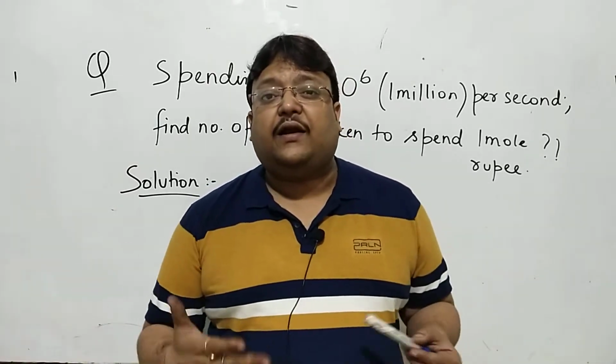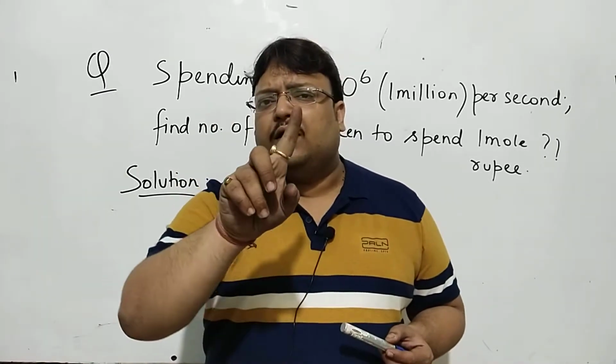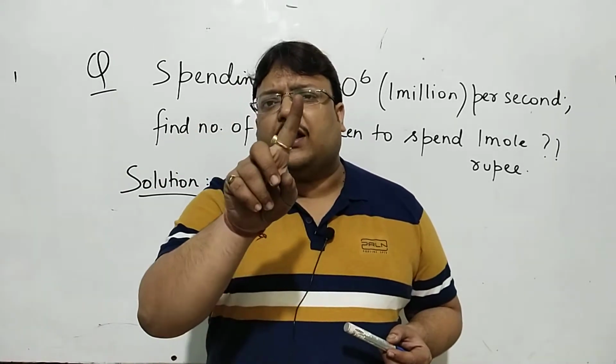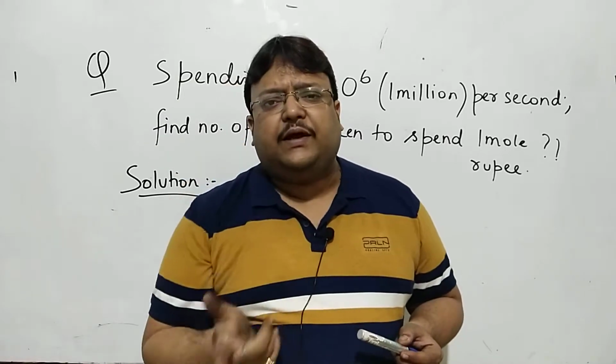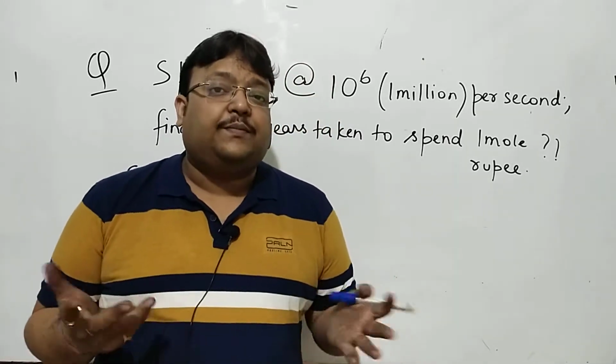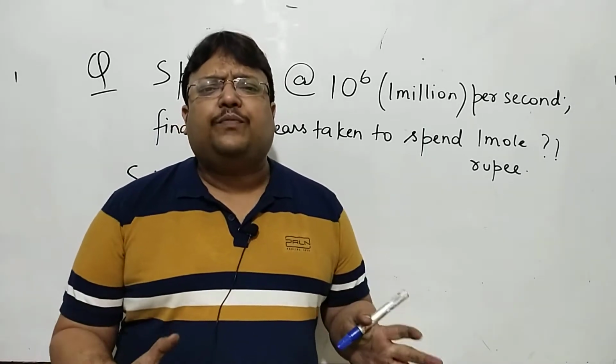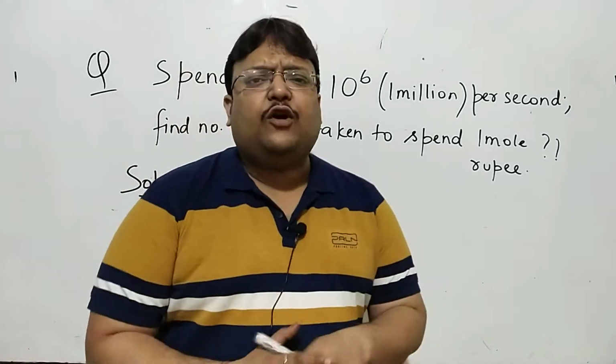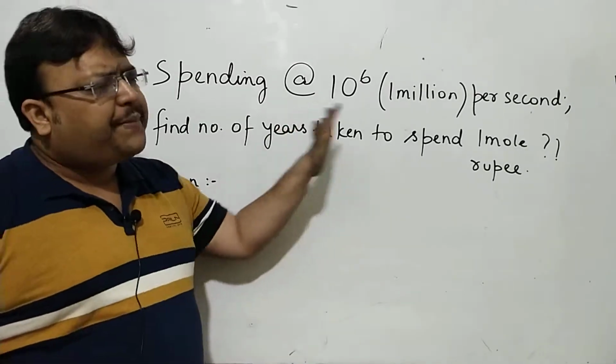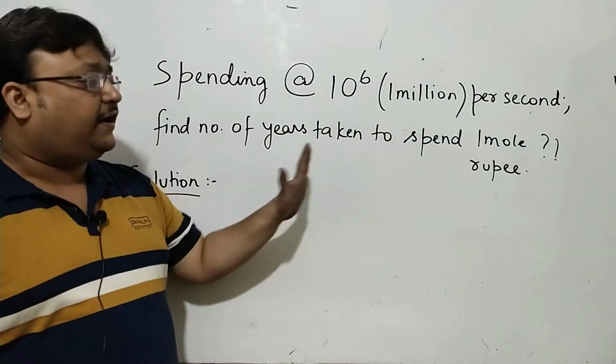Again, next day you have to spend more than 7,000 crores, day in and out. With the seconds ticking on the clock, spending 1 million every second is practically impossible. But hypothetically, if you are given 1 mole of rupees, and you have to spend it at this impractical rate, how many years will it take?